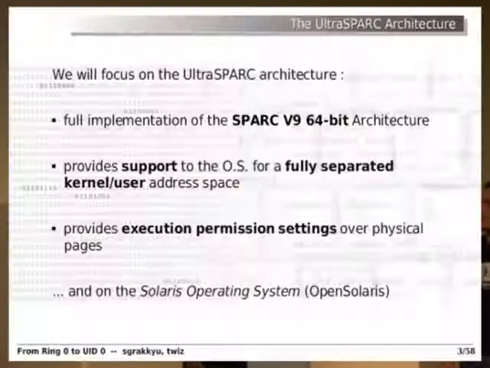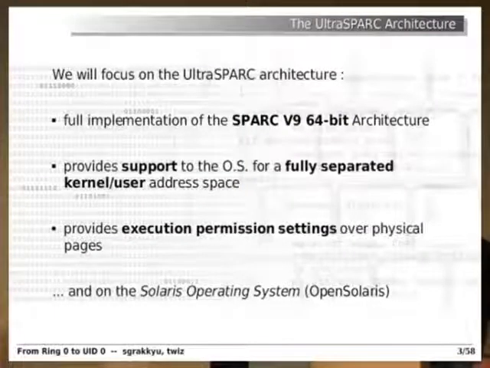We will focus on the ultra SPARC architecture. It's a nice architecture from an exploiting point of view because it's a little bit harder than the x86 architecture you're probably more familiar with. It is an implementation of the SPARC v9. It provides support for a fully separated user land and kernel land address space. That means that a pointer in kernel land has no meaning in user land. It also provides execution permission, so you will have pages where you can't execute from.